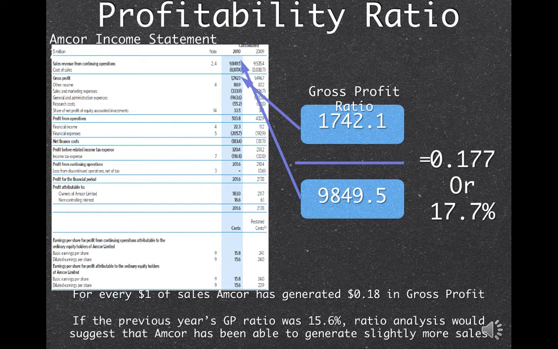If we're comparing across years, and we look at the gross profit ratio from the previous year at 15.6%, this suggests that they are generating slightly more sales. It suggests that their sales are a little bit more adequate and the price they're setting on their goods is more adequate. They're generating more gross profit on that sales. It may also mean that their cost of goods have fallen, so they're selling more and making more money.